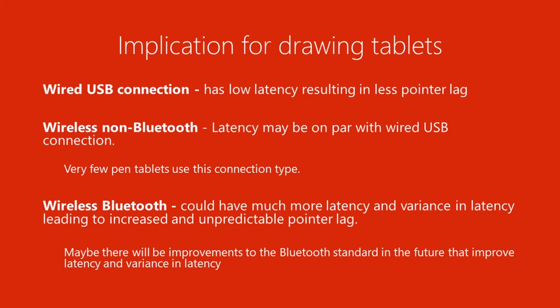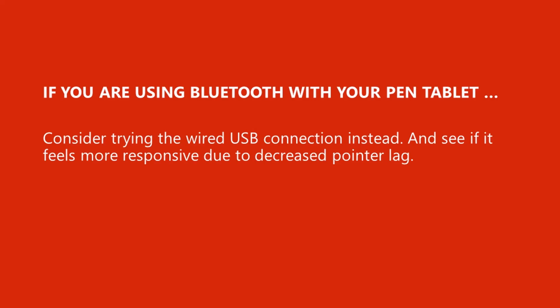And for Bluetooth, if you are concerned about latency and pointer lag, I recommend you think of Bluetooth more as a secondary option, because it will have more latency and you will see more pointer lag, and because the greater variance of latency might result in unpredictable pointer lag. Maybe in the future, wireless options will become better for pen tablets. For example, maybe there will be a new version of Bluetooth that has better latency and less variance in latency. I don't want to put you off using Bluetooth. If you are using it today and you're happy, then that's great. But if you are using Bluetooth and you are sensitive to pointer lag and you want to minimize it, I would suggest that you try a wired USB connection and see if you feel an improvement.